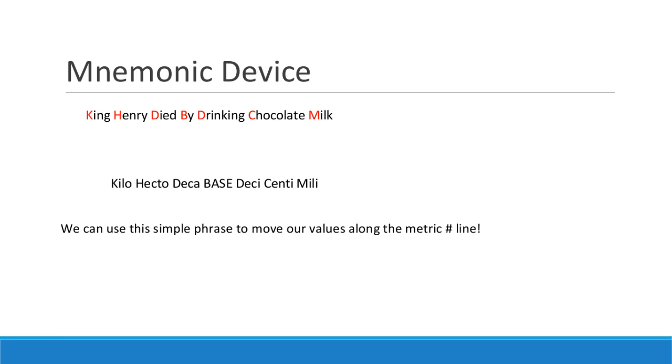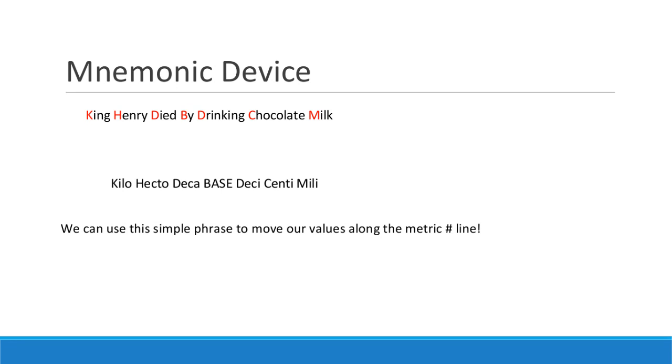And each of those refers to a section of the metric system, starting with kilo, like kilogram, kilometer, kiloliter, and then moving down all the way to milli. So it goes from kilo, hecto, deca. Base is the only odd one in there. Base represents the base units.